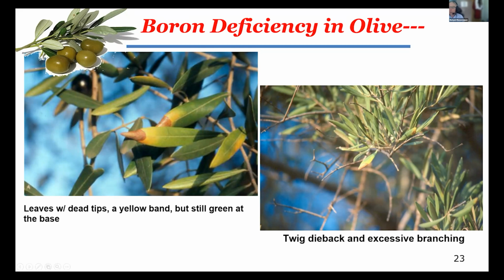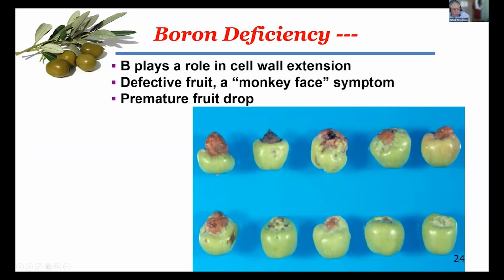Now, if you look at boron deficiency in the fruit, you get a different type of symptom. The role of boron in plants is that it helps the cells to elongate, to stretch, to get longer. And if boron is lacking, then those cells do not stretch. They stay very compact, and you get this monkey-face type of symptom, where the fruit is very defective. Again, this is definitely not marketable. You get premature fruit drop and just not a marketable crop.